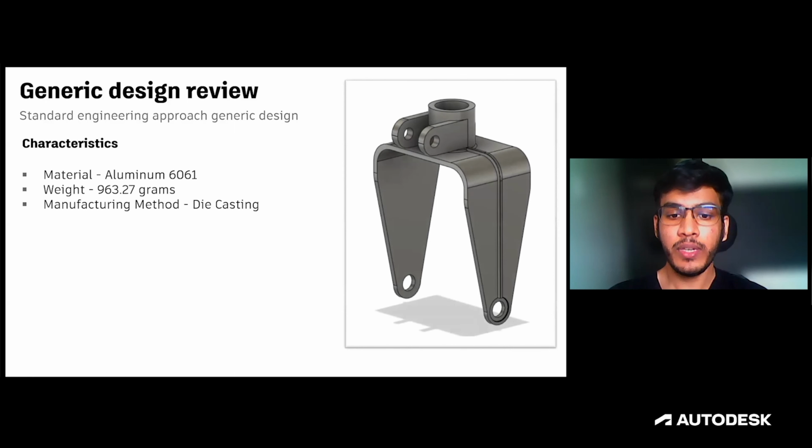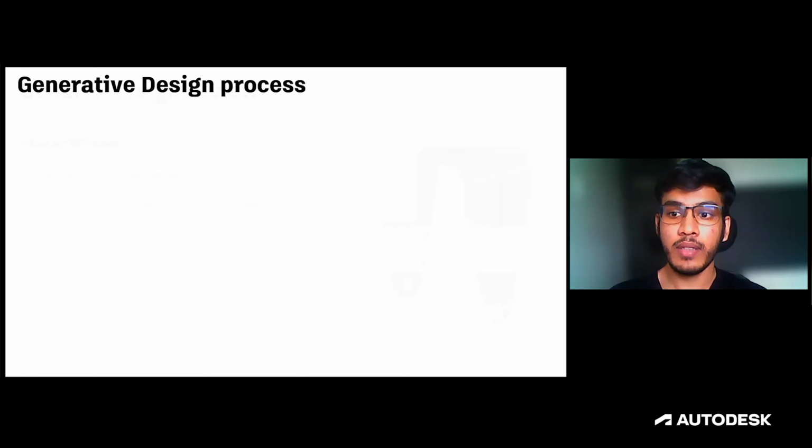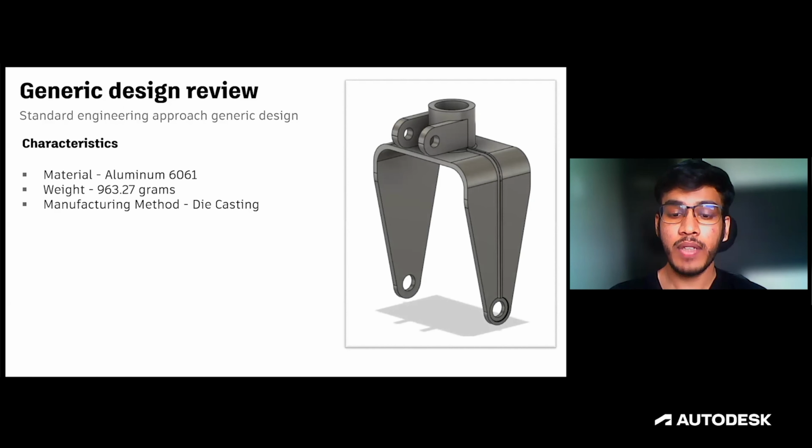We studied this wheel holder bracket of the Cessna aircraft and redesigned it. From the design, we observed that the weight of our part was 963.27 grams, with the choice of material being aluminum 6061 and die casting being the manufacturing method. Considering the latest manufacturing methods like additive manufacturing, we decided to apply generative design to the study and see how the design varies from the additive manufacturing method.